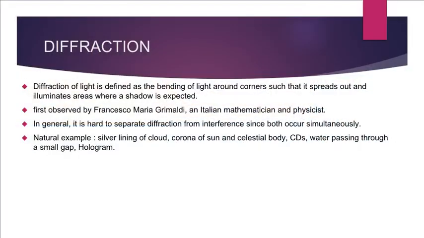So we may define diffraction as the bending of light around corners such that it spreads out and illuminates areas where a shadow is expected. This was first observed by an Italian mathematician and physicist, Francesco Maria Grimaldi, in the 16th century. Since diffraction and interference occur simultaneously, it's hard to distinguish them.